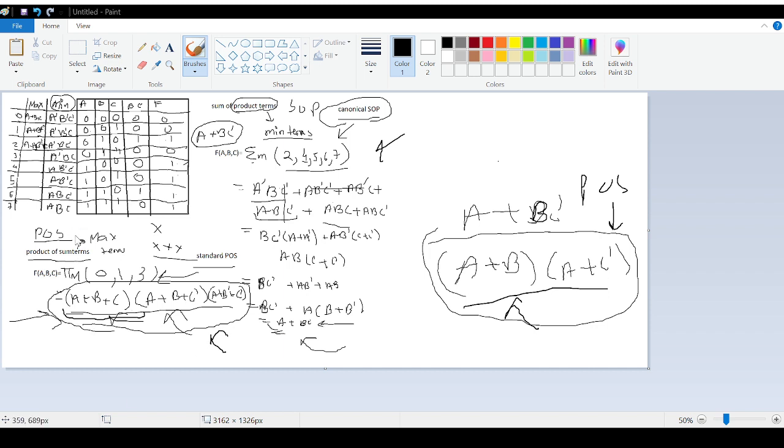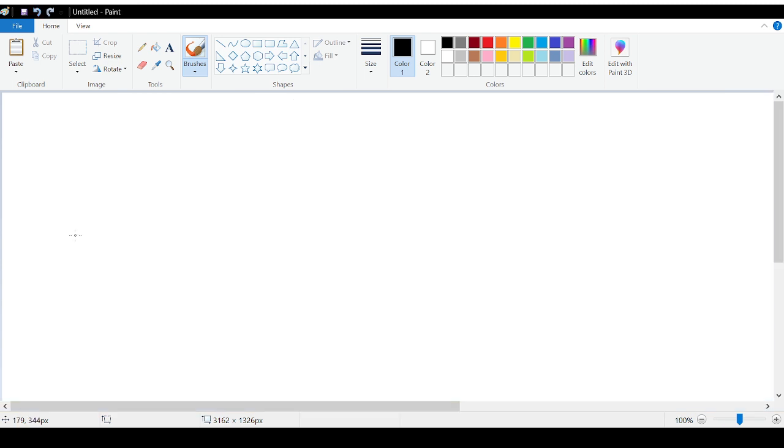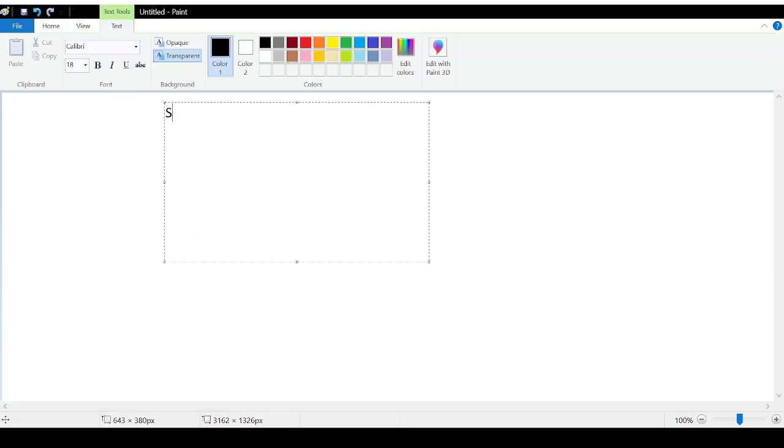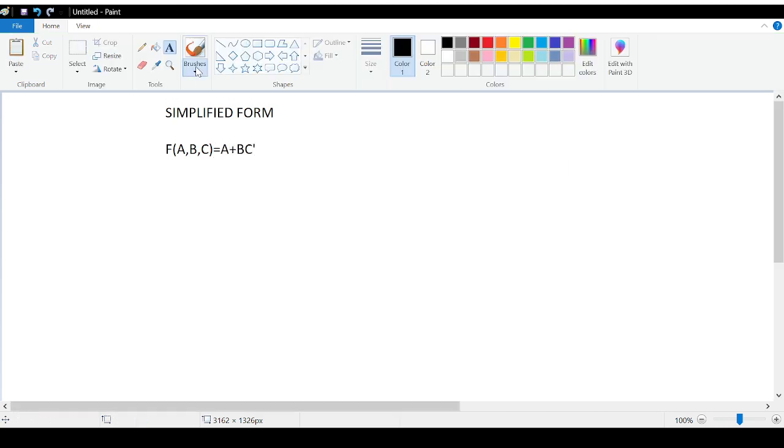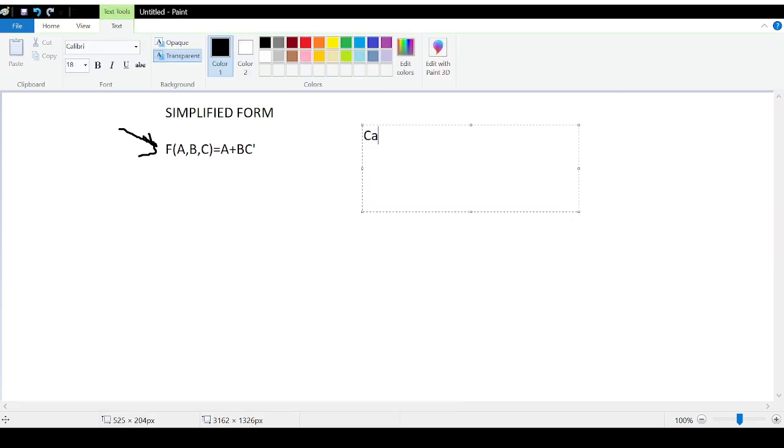Here, we're going to do the opposite, okay? In the previous example, we had the canonical form and then we simplified it. Now in the next example, I will give you the simplified form and then you will have to find the canonical form. So here I'm giving you an equation, A, B, C equals A plus BC bar. Now here I have given you the simplified form. You need to find the canonical SOP for me.